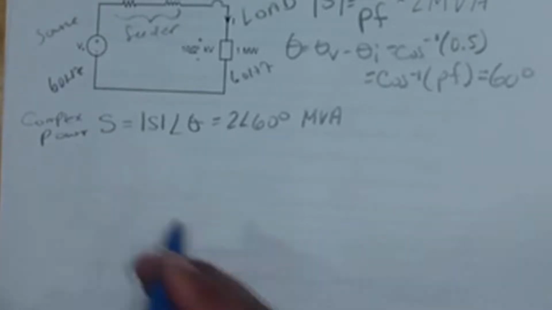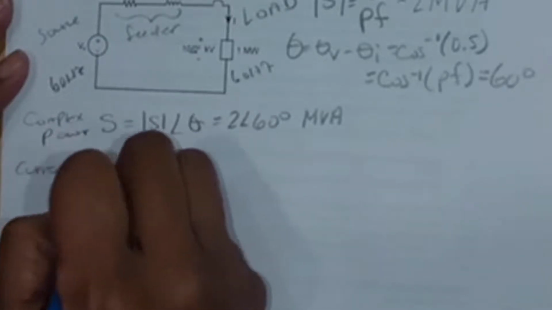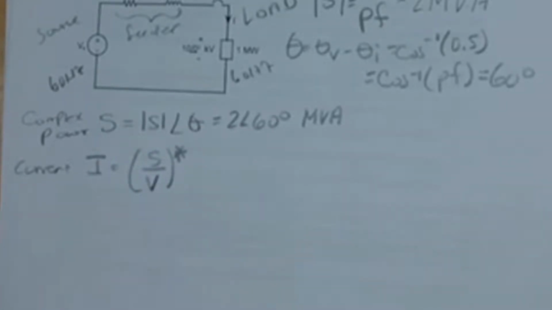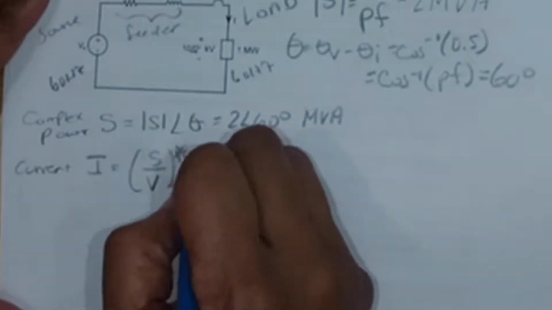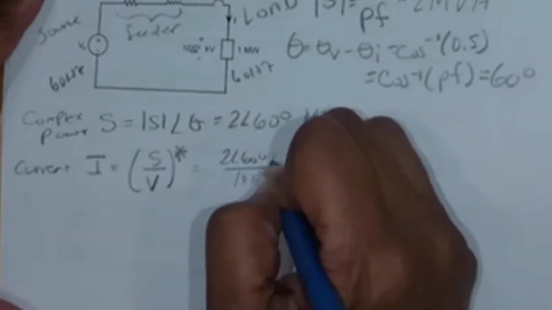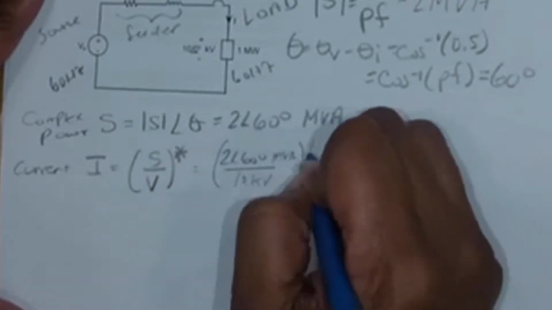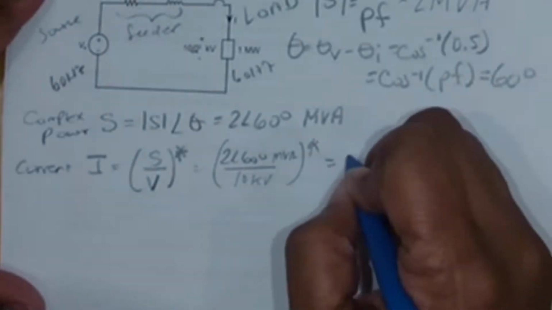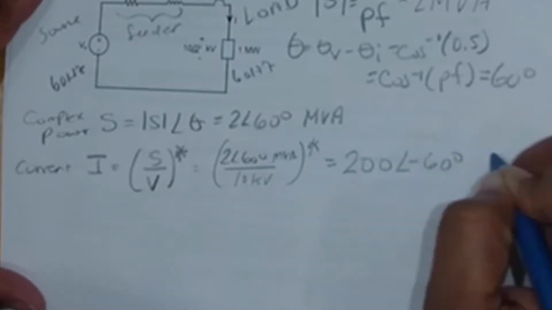Okay. So now what about the current in the circuit? So the current I is going to equal S over V conjugate. So that means you're going to have 2 with an angle of 60 degrees divided by 10 kilovolts. And remember, this is mega VA. So you're going to divide that and then take the conjugate. 2 with an angle of 60 degrees, but that's 2 mega, divided by 10K, and then take the conjugate. I'm going to go with 200. You guys are killing me. It must be Friday. 200 with an angle of negative 60 degrees.